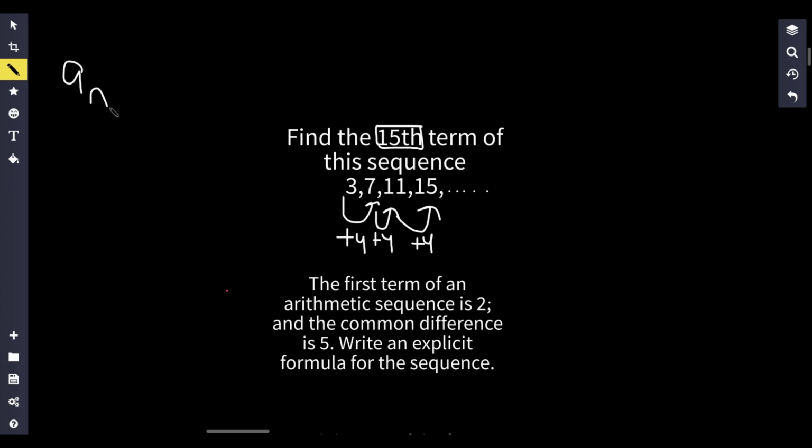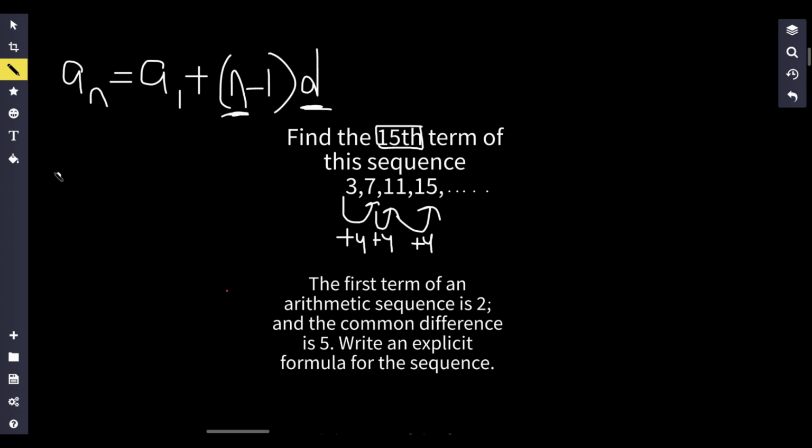In order to find a specific term of a sequence, this is going to be equal to the first term plus n minus 1 times the common difference, where n represents the term you're on, so the term you're basically trying to find, right? And d represents the common difference.